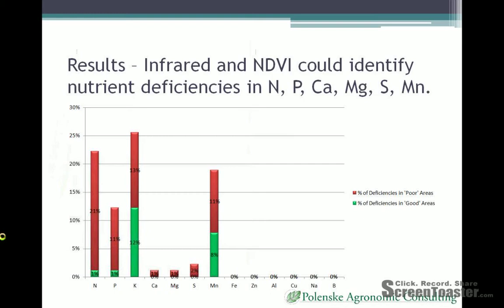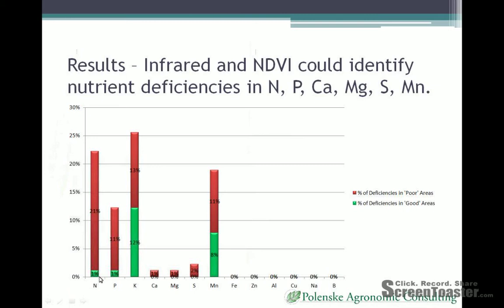The infrared and NDVI could identify nutrient deficiencies in nitrogen, phosphorus, calcium, magnesium, sulfur, and manganese. And here are some real, basic results that kind of show that. What this chart is trying to show is the percentage of deficiencies in the poor areas and the good areas. So when those tissue samples came back, we looked at the percentage that were deficient in the poor areas, and the percentage in the good areas that were deficient.